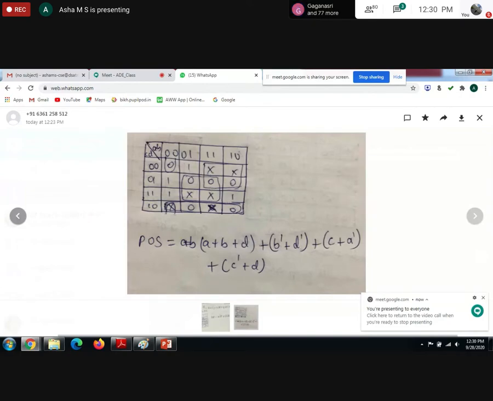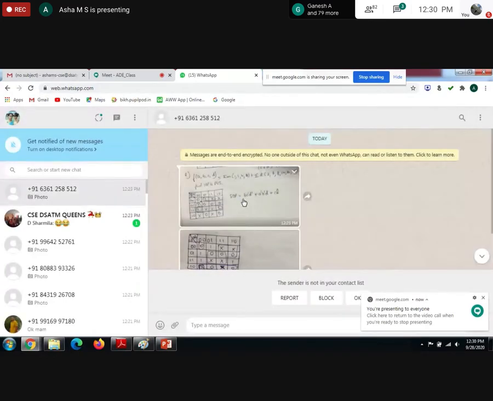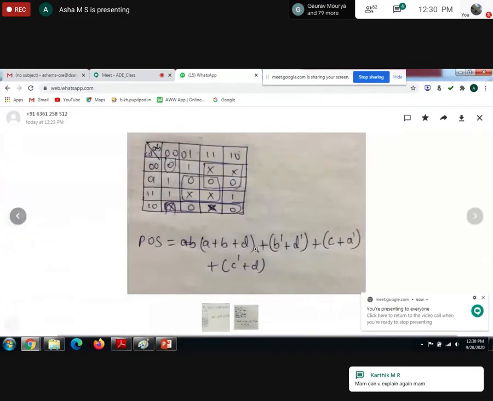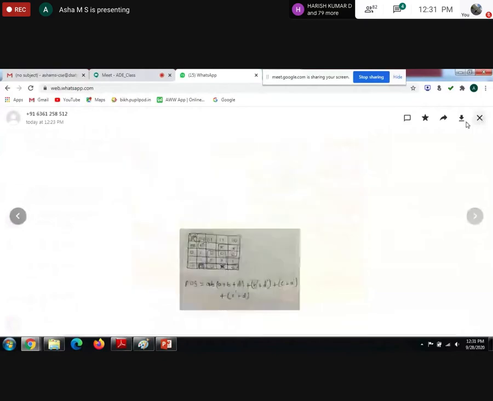This is 5 and 2. You have done a pair here. Instead of a pair, go for a quad. Then you will get the correct answer. Look at your answer. Why did you put plus here? Are you going to find sum of products or product of sums? In between, you have inserted plus. Remove that.